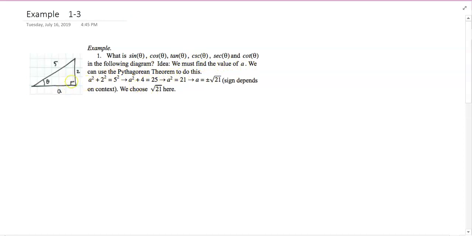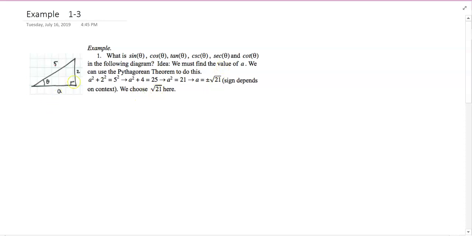a squared plus 2 squared equals 5 squared. That means a squared plus 4 is equal to 25. So a squared is equal to 25 minus 4, which is equal to 21. That means a is equal to plus or minus square root of 21. But the sign depends on the context. In this context, we need a positive value for a, so we choose positive root 21.